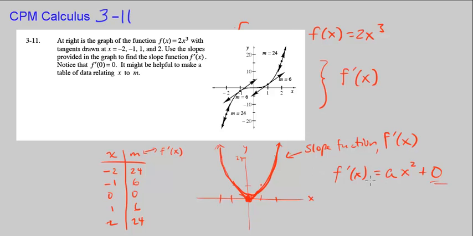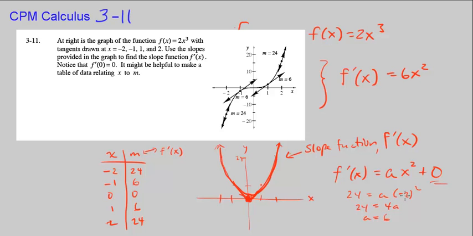So what points are we given? Well, we know at x equals -2, f prime of x equals 24. So 24 equals a times -2 squared, right? Well, -2 squared is 4. Divide both sides by 4, we get a is equal to 6. Okay? So that would lead me to say this is equal to 6x squared.